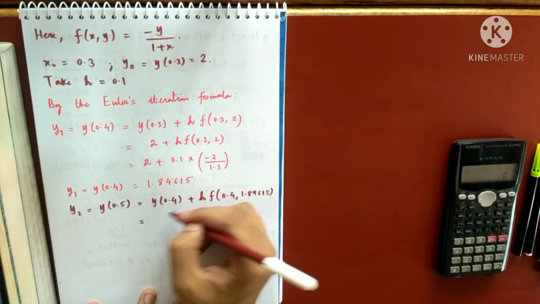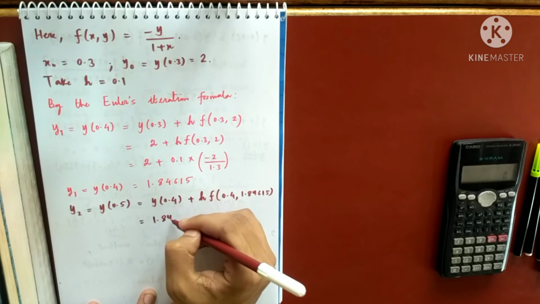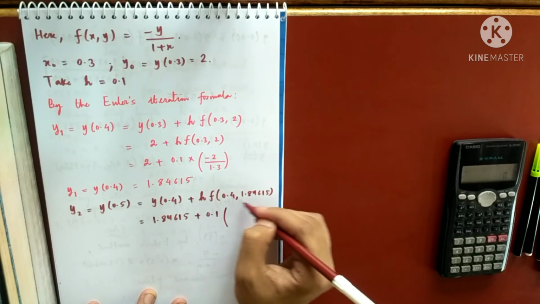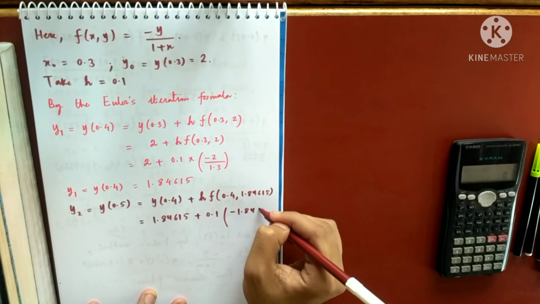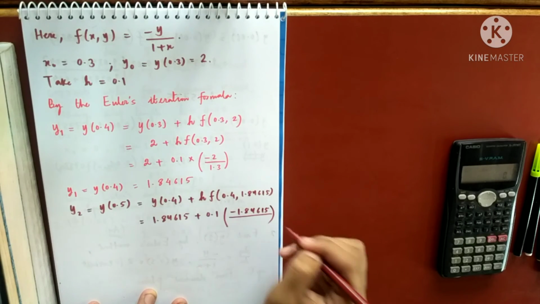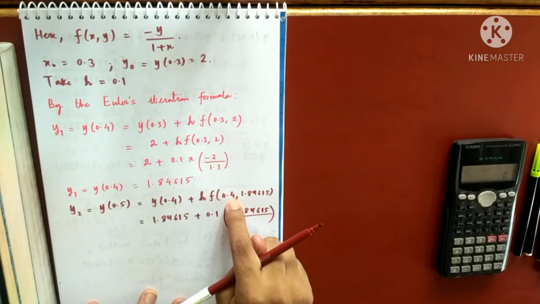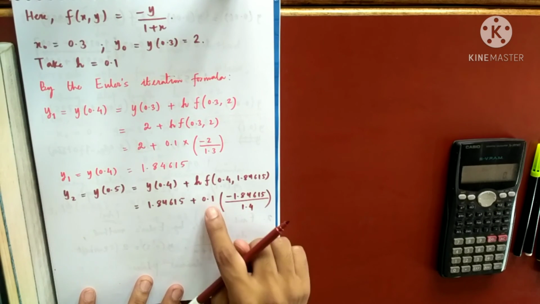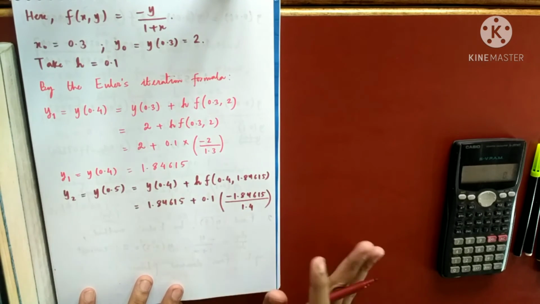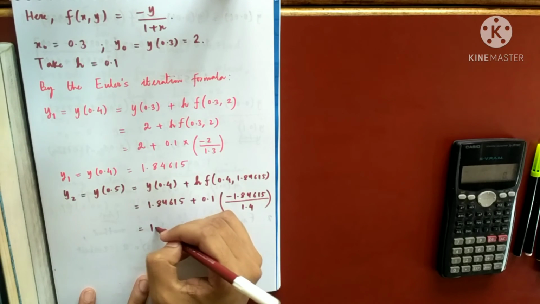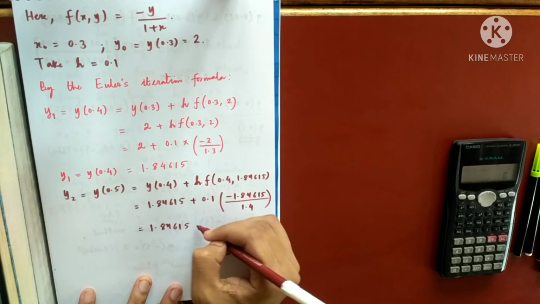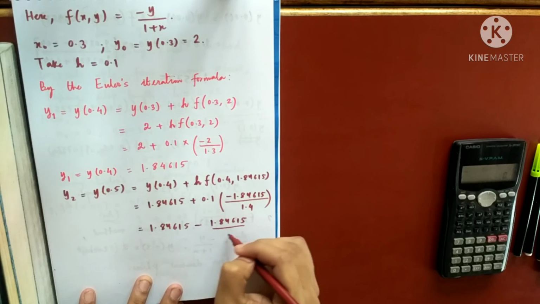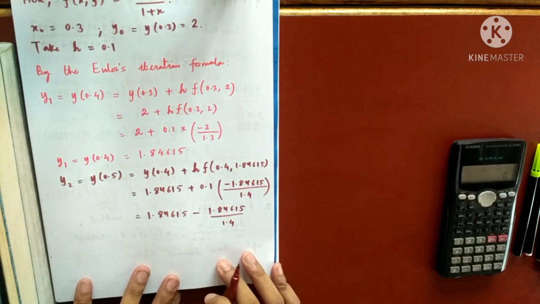I can just put the values here. So this is 1.84615 plus h, which is 0.1, times minus y, so minus 1.84615, divided by 1 plus x. What is 1 plus x? 1 plus 0.4 is 1.4. So what I have to do eventually is 1.84615 minus 1.84615 by 1.4. This I have to do.